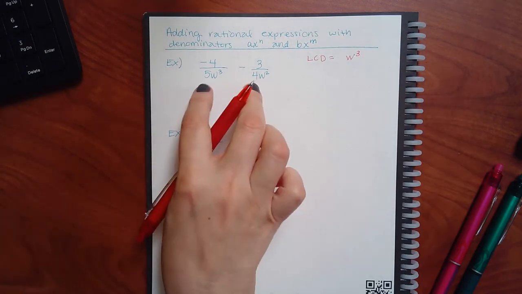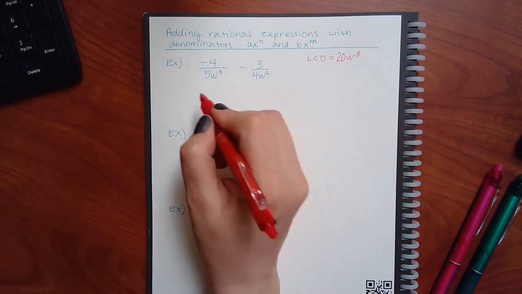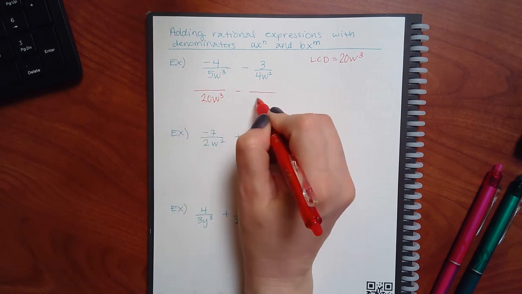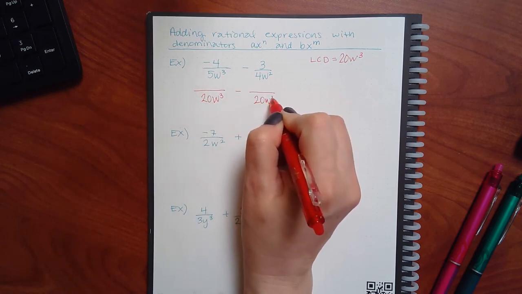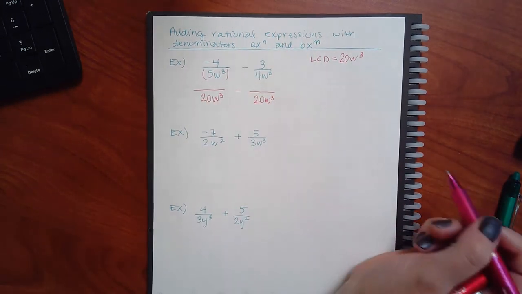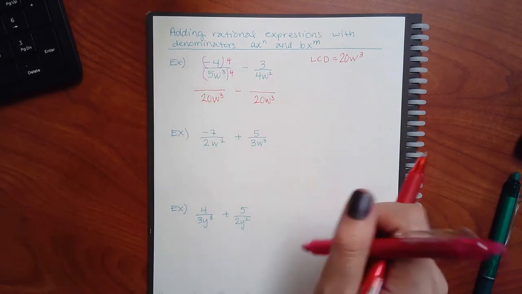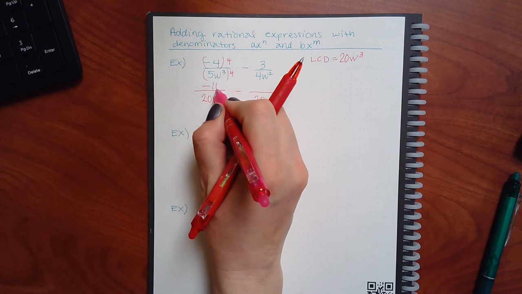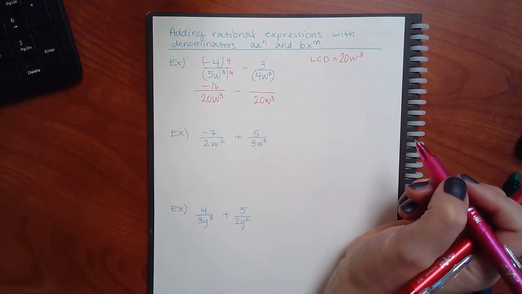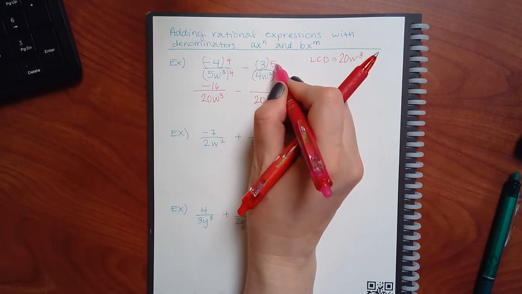Right, now, what about the numbers 5 and 4? Should be 20, right? Yes. So then I want to make this 20W cubed, and I want to make this 20W cubed. But what would I have to multiply this by to make it 20W cubed? 4 only. So multiply by that 4, we get negative 16. What would I have to multiply this by to get 20W cubed? 5W. Correct. And then the same here, 5W.